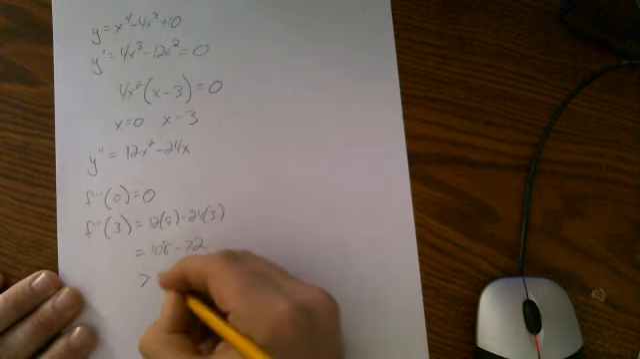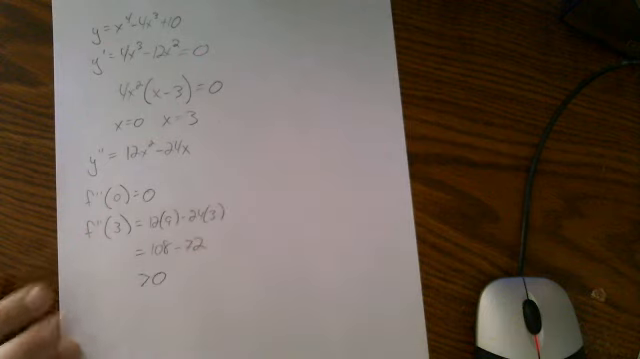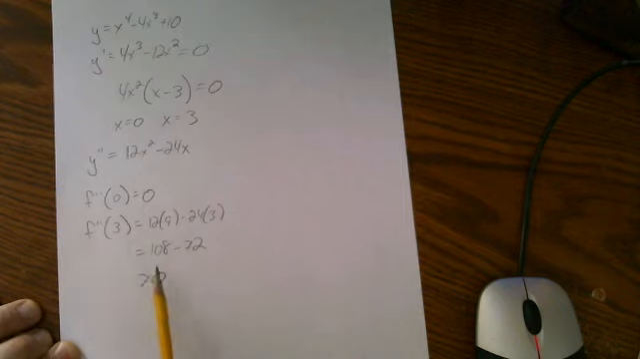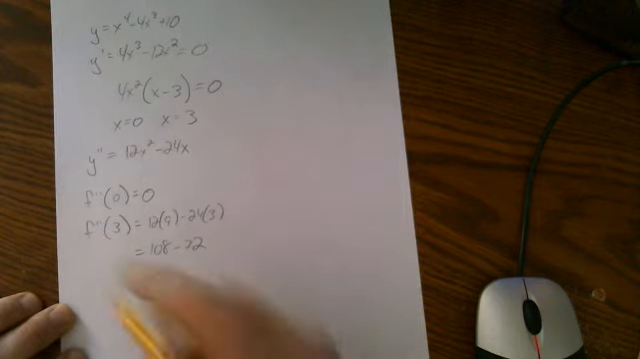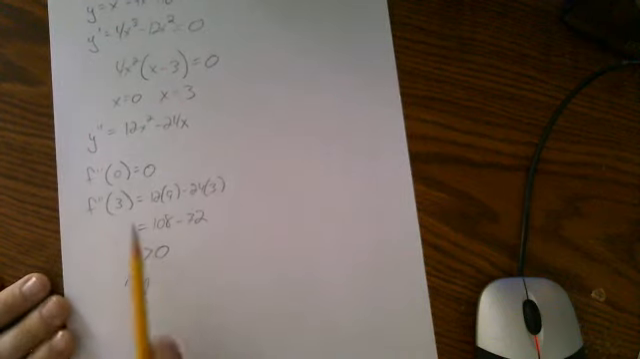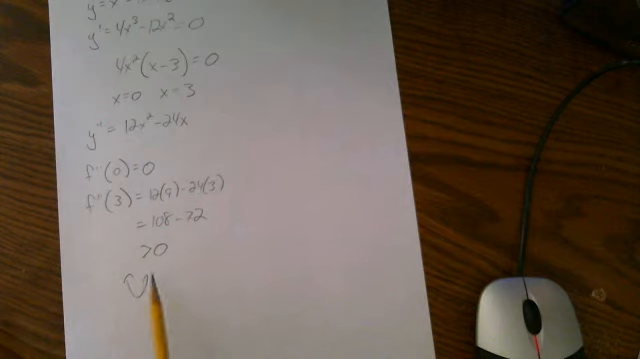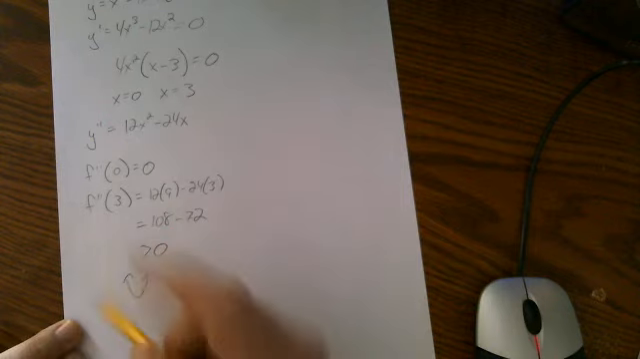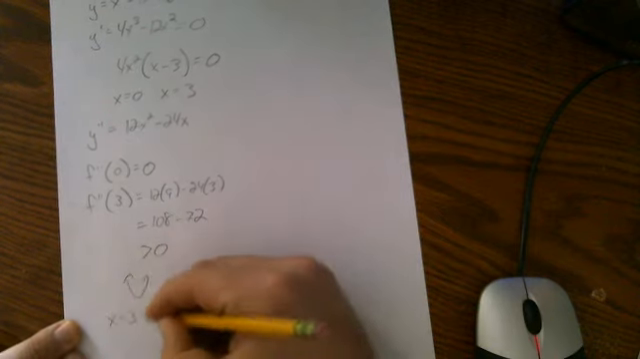which is a positive number. So since f double prime of 3 is positive, that means it's concave up, because positive people smile. The second derivative determines concavity. Since this is concave up, that makes x equals 3 a local minimum.